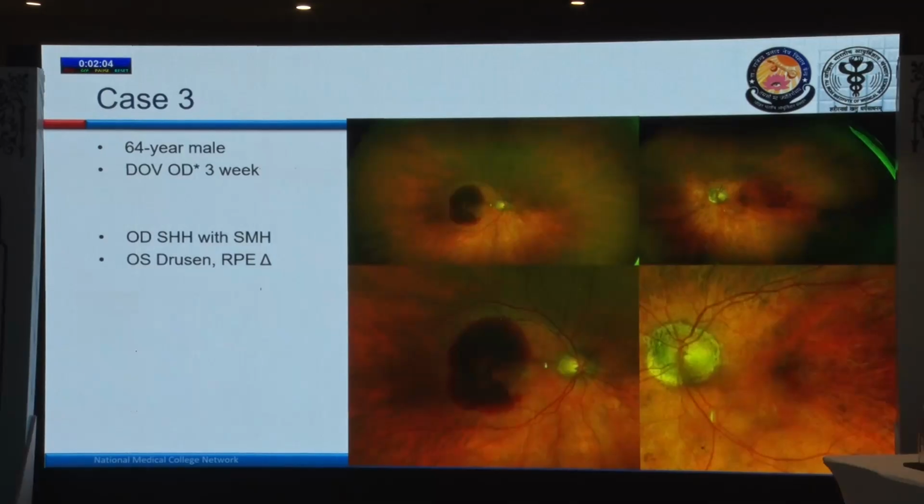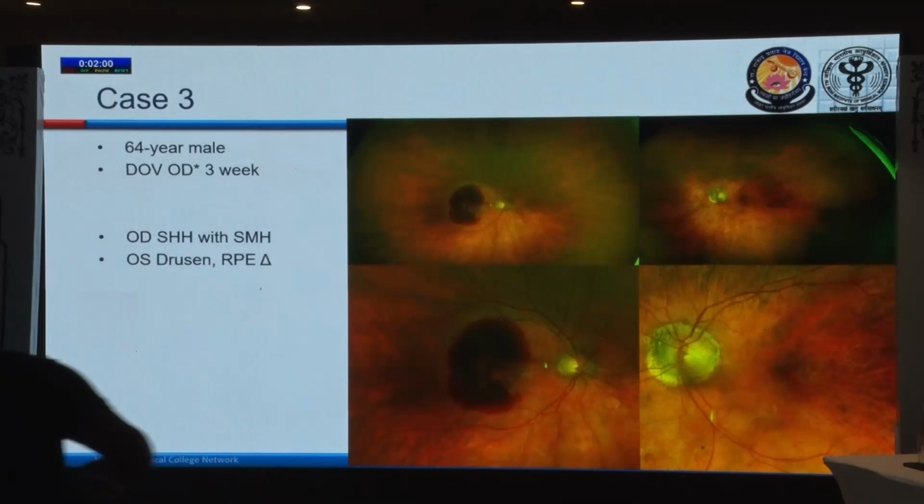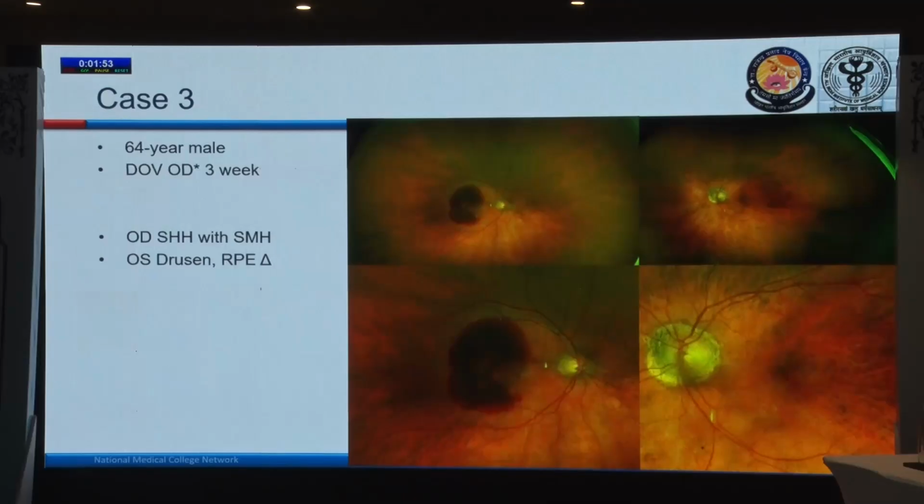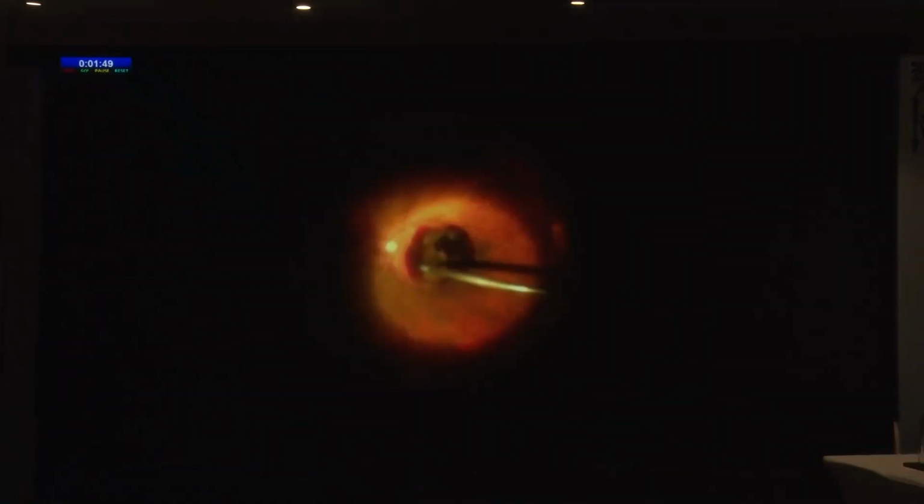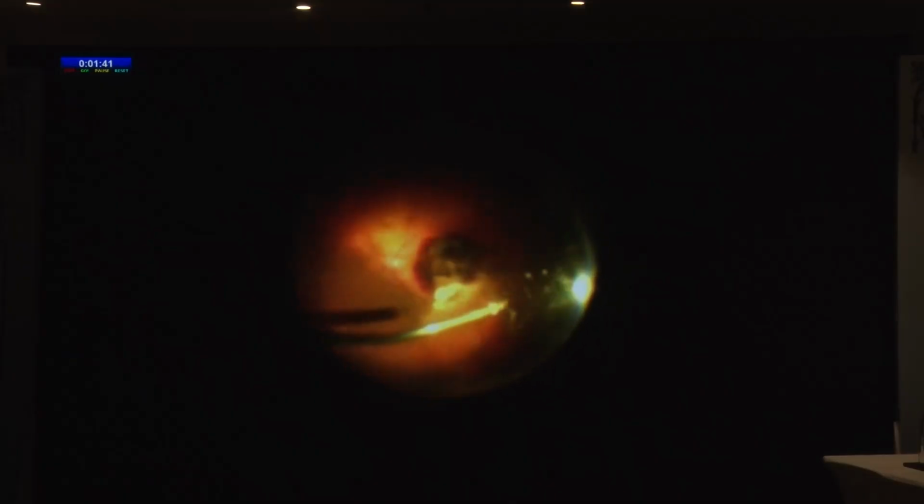In case 3, it's a wet AMD related submacular bleed of 3 weeks duration. Now we can see that the diminution of vision is for 3 weeks. The hemorrhage still appears relatively fresh. So we took up the patient for surgery, and here again subretinal tPA as well as Avastin and air injection were performed.